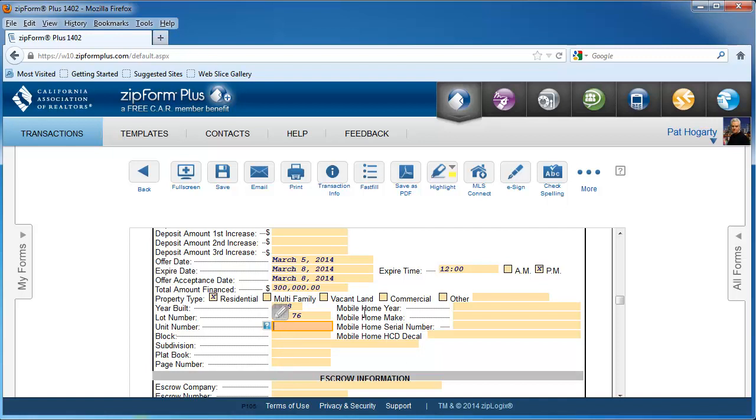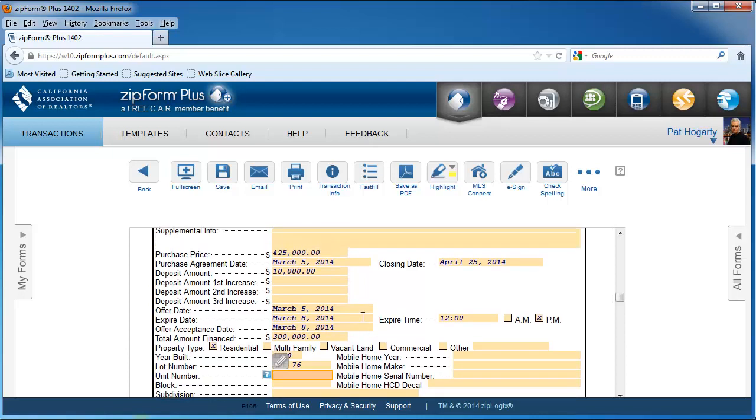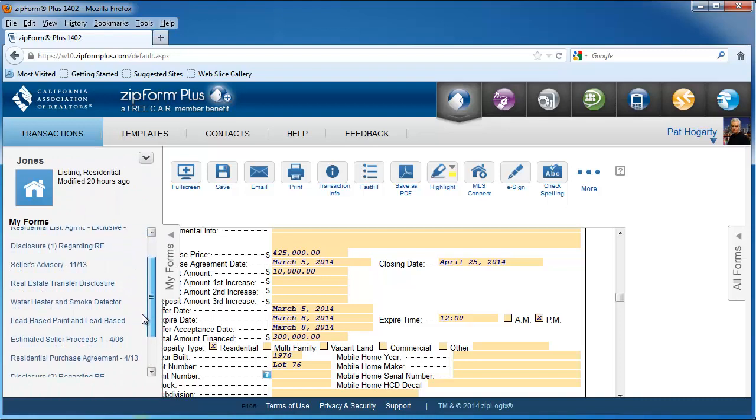If it's a mobile home, then the mobile home serial number is what would go in here. Okay, so again, this gives you a rough idea of the information that we would be putting in on the buyer's side. Now let's just take a look at the residential purchase agreement and see what happened.